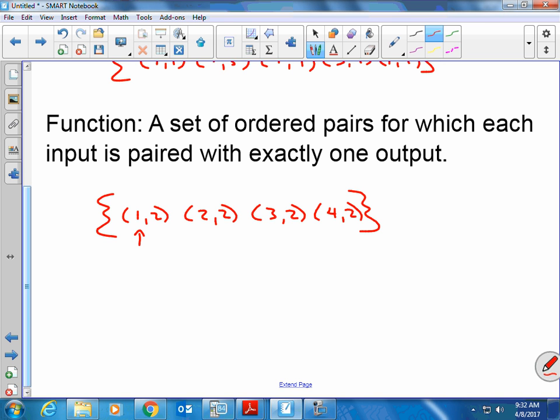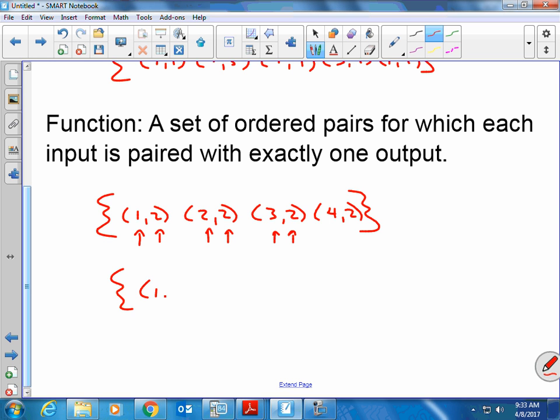How about for the input of 1? When the input is 1, what is the output? 2. Every time? Yeah, a 1 never repeats. When x is 2, what's the output? 2. When x is 3, what's the output? 2. Each input is paired with exactly one output. That one output happens to be the same number over and over again. That's okay. That's a function.